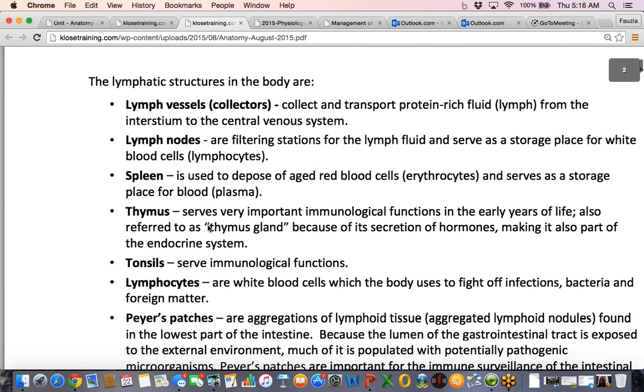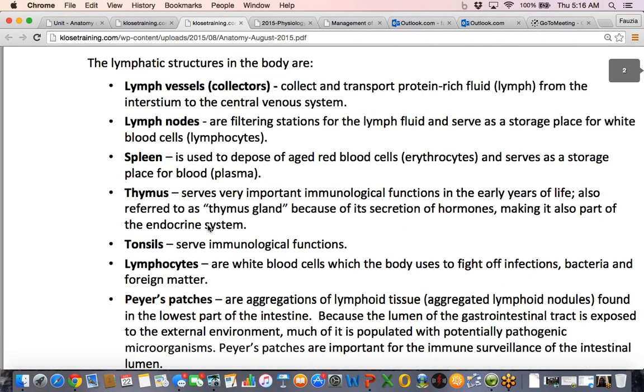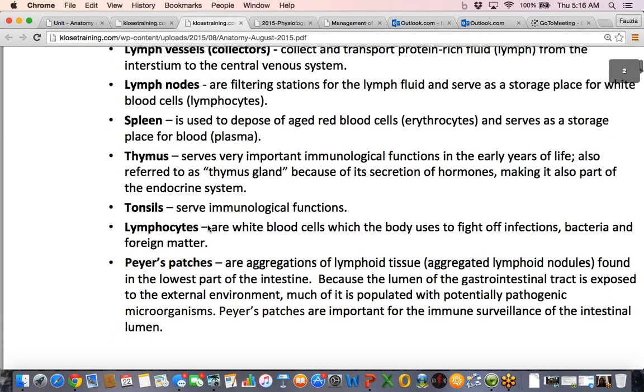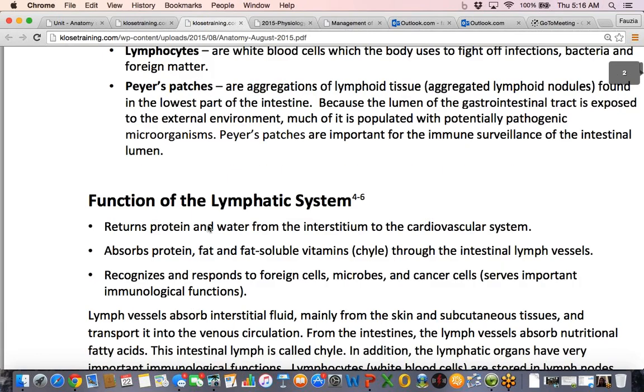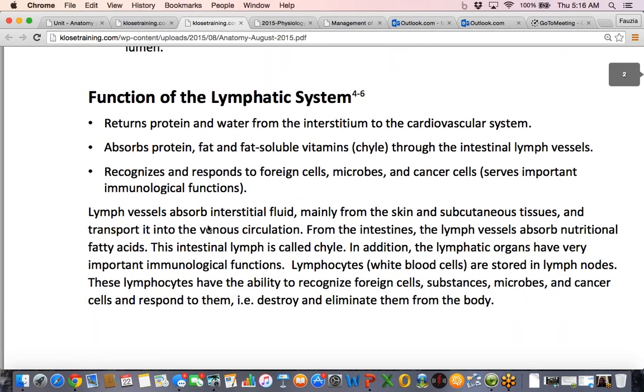So we have lymph vessels, lymph nodes, and all the rest of the important lymphatic system organs that you can read about here. And then we have the lymphatic system function, which the main functions of the lymphatic system are to take the water and the protein that comes out of the circulatory system into the extracellular space and return it back up at the venous system, up in the neck.